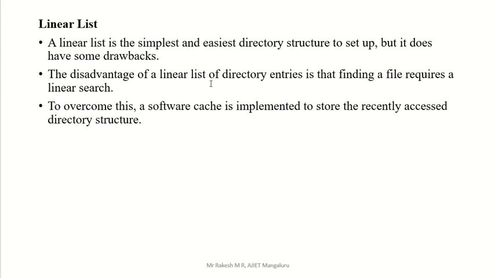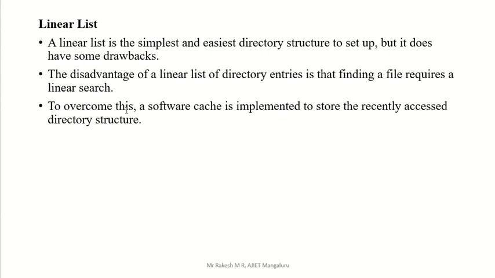So the disadvantage of a linear list of directory entries is that finding a file requires a linear search. Linear search means one by one search. So we can't jump directly to the 90th. We have to go 1, 2, 3, like that till 90. There is a lot of wastage of time. Speed also decreases.